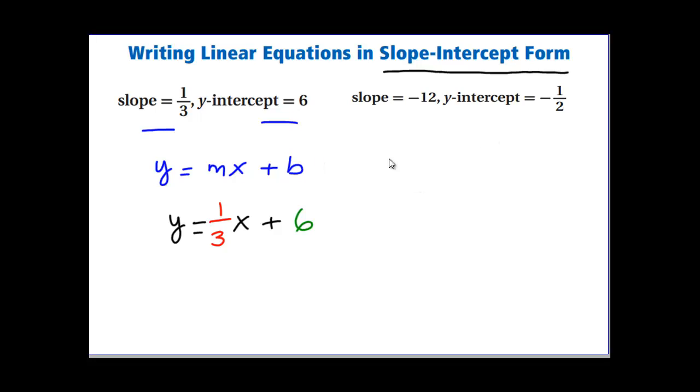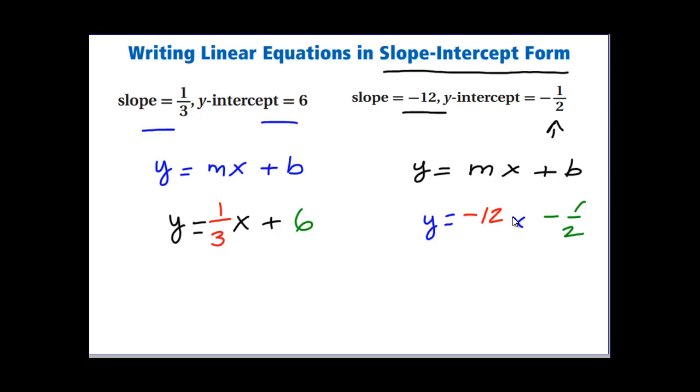Again, if I look at this next example, I have a slope of -12. I have a y-intercept this time of -1/2. I'm still going to use the same equation, y equals mx plus b. So in this case, I'm going to substitute my slope for negative 12, and then I'm going to substitute my y-intercept for a minus 1/2. So when I finish my equation, I end up with y equals negative 12x minus 1/2 in this case.